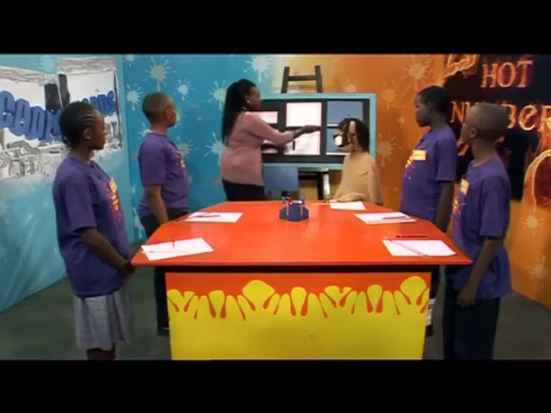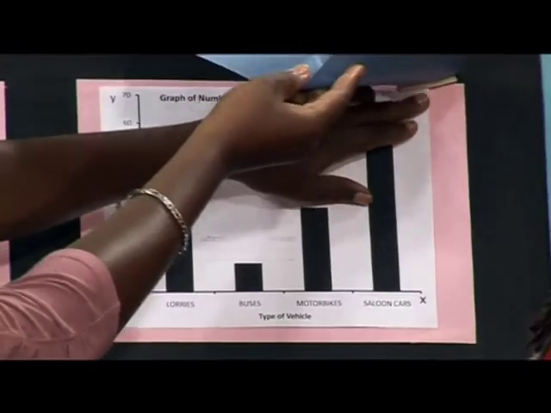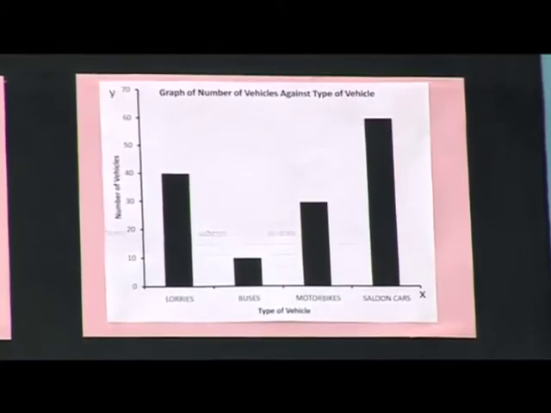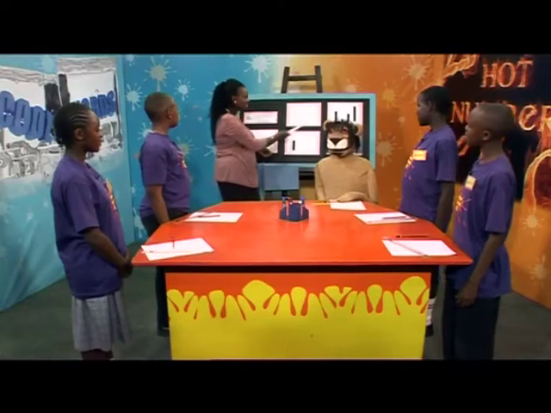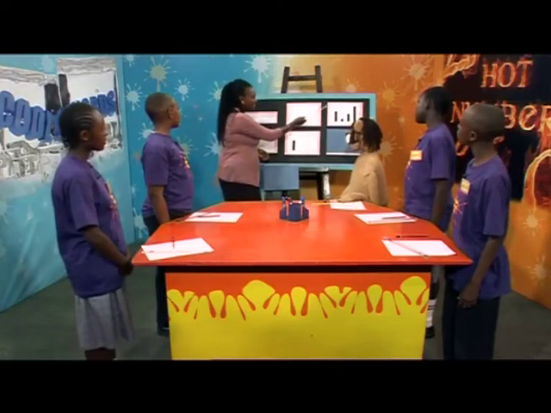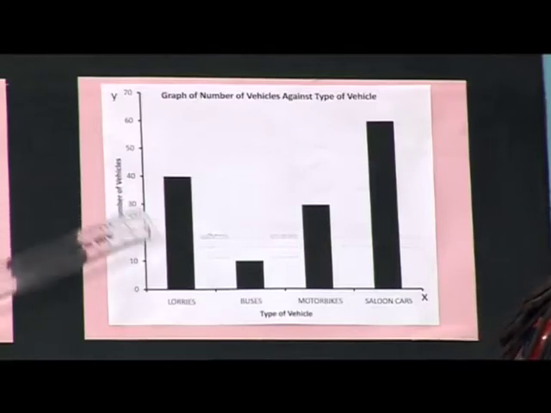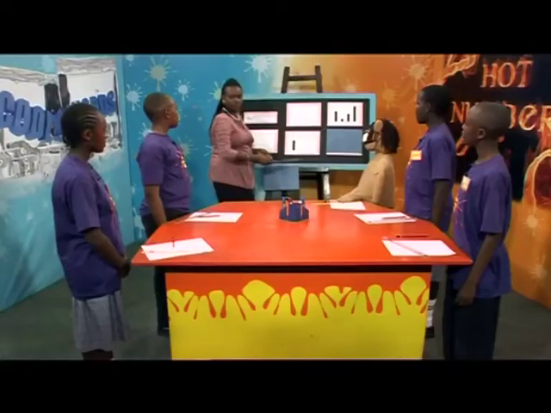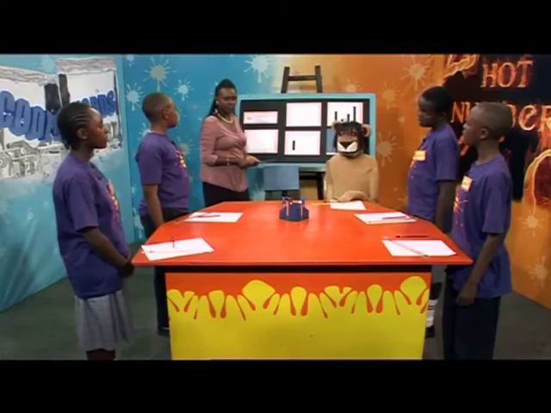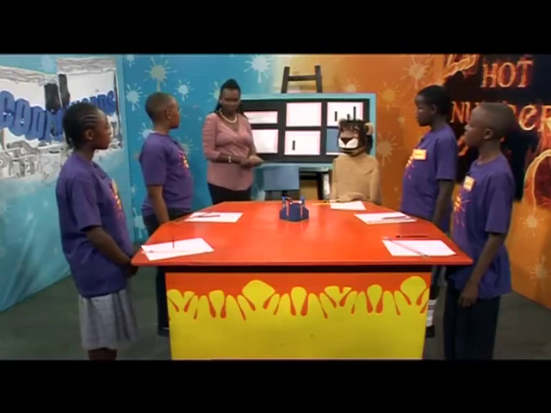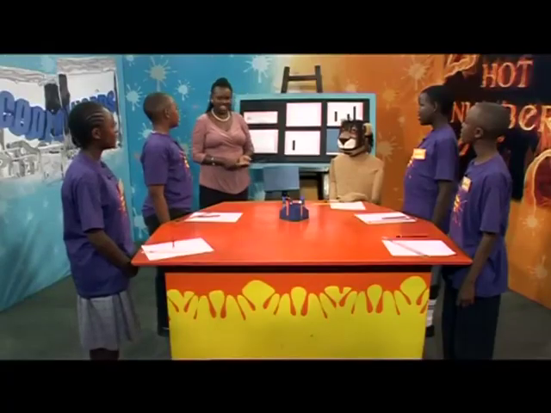So after plotting all our points, this is what our graph will look like. So that is what our graph will look like. Now you must make sure that your axes are properly labeled. Now we will label our y-axis number of vehicles and our x-axis type of vehicle. So does everyone understand how we draw a bar graph from our table? Yes, Teacher Pendo. Good. Now on to the line graph.